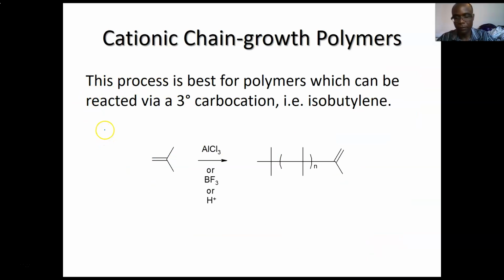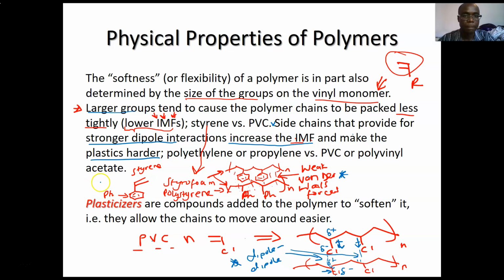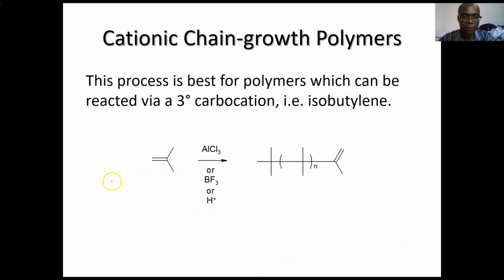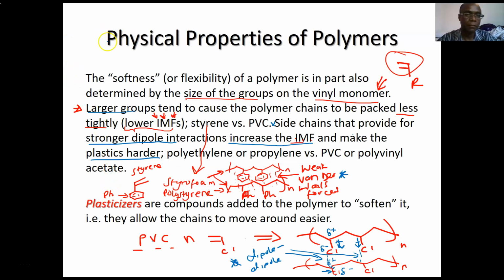So we've talked about the physical properties, but before I talk about the cationic polymers, in relation to the intermolecular forces, I'll talk about melting point. So the stronger the intermolecular forces, let me summarize: the stronger the IMFs, the higher the boiling point or melting point. Okay? So that's very important for you to know.